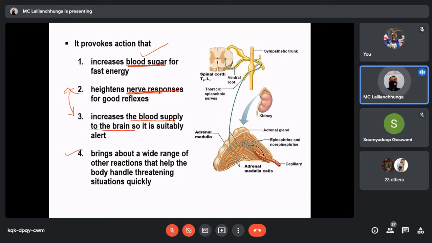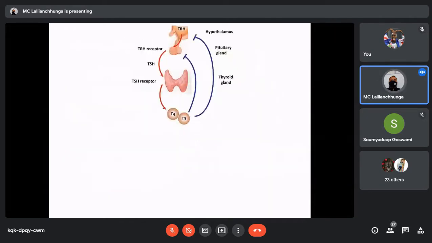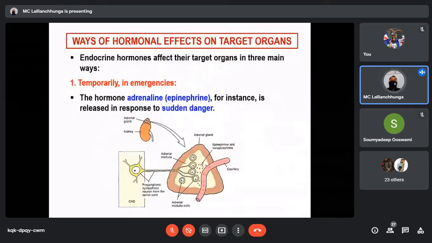Okay, point number 4, it brings about a wide range of other reactions that help the body handle threatening situations quickly. So this is another reason. So what action you have to take also, okay? They will be there. So that is how a hormone temporarily affects its target organ. So in case of emergency, it is a temporary condition, maybe for a short period of time also, okay?